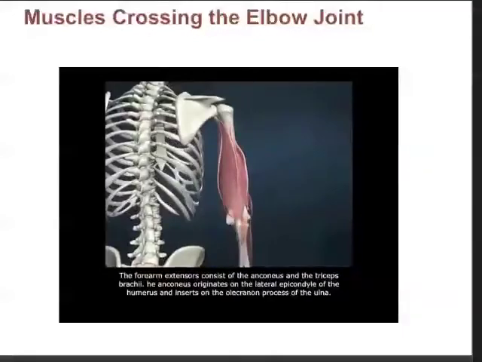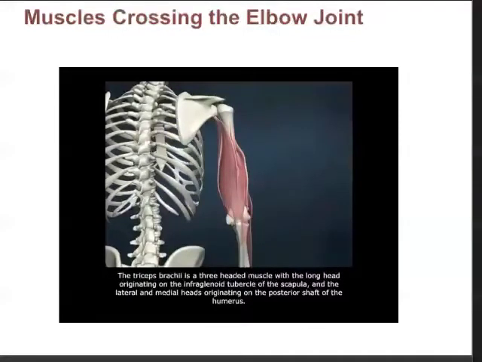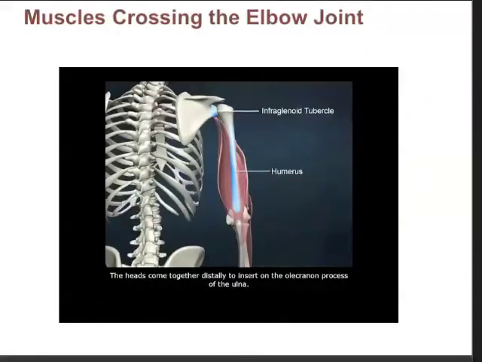The forearm extensors consist of the anconeus and the triceps brachii. The anconeus originates on the lateral epicondyle of the humerus and inserts on the olecranon process of the ulna. The triceps brachii is a three-headed muscle with the long head originating on the infraglenoid tubercle of the scapula, and the lateral and medial heads originating on the posterior shaft of the humerus. The heads come together distally to insert on the olecranon process of the ulna.